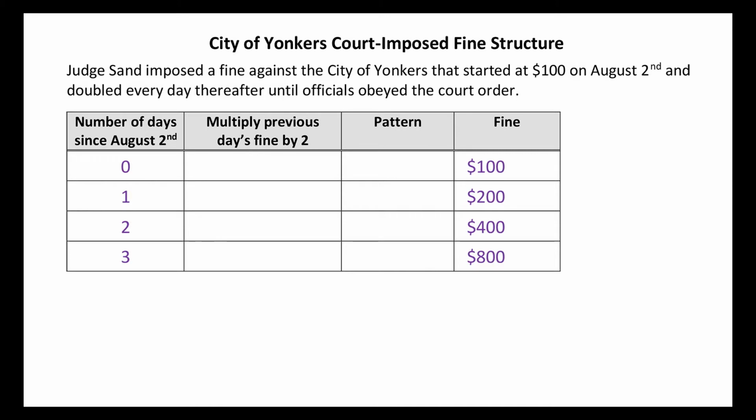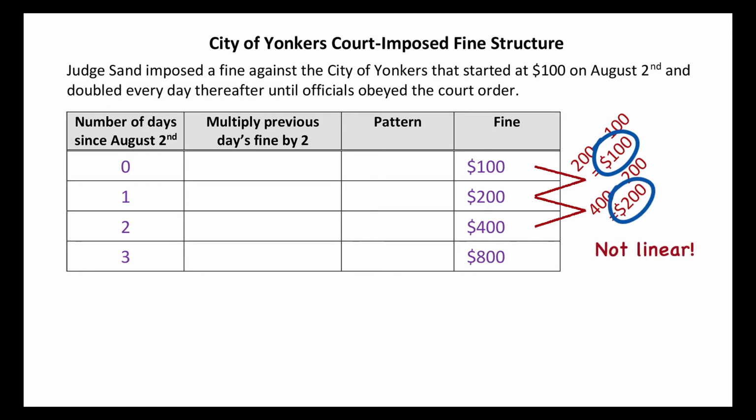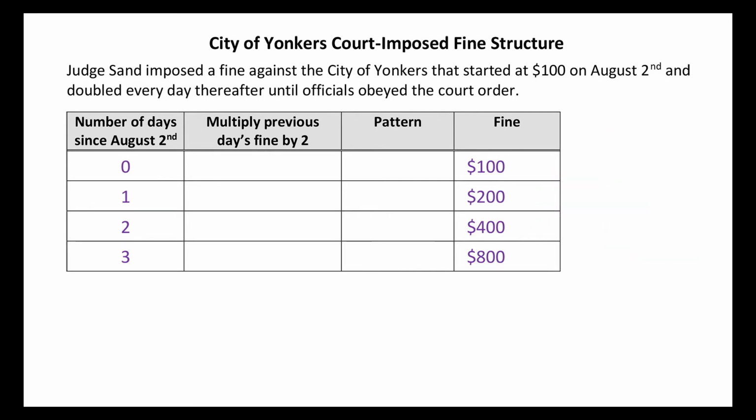So if this relationship is linear, we know that the difference in successive outputs will be constant. So for example, for this first pair of successive outputs, we have 200 minus 100 equals $100. And for the next pair, we have 400 minus 200 equals $200. And we can stop there because $100 is not equal to $200, so the relationship is not linear. So, in order to find a model for the relationship, let's complete the rest of the table.